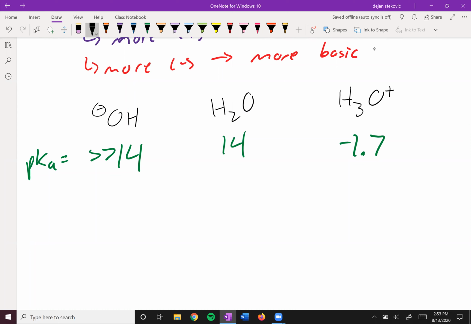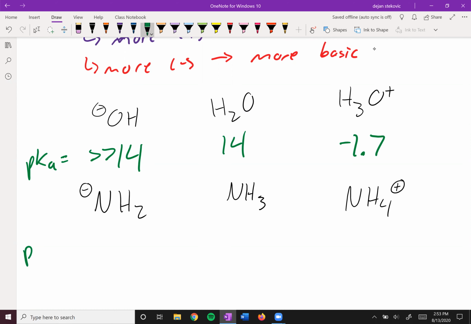Next trend we can take a look at is with the nitrogens, right? NH4+, NH3, and then NH2-. If we take a look at these pKa's, NH4+ is 9.2, so somewhat acidic. NH3 is 38, right? So it's become less acidic or more basic. And so NH3 is typically a base.